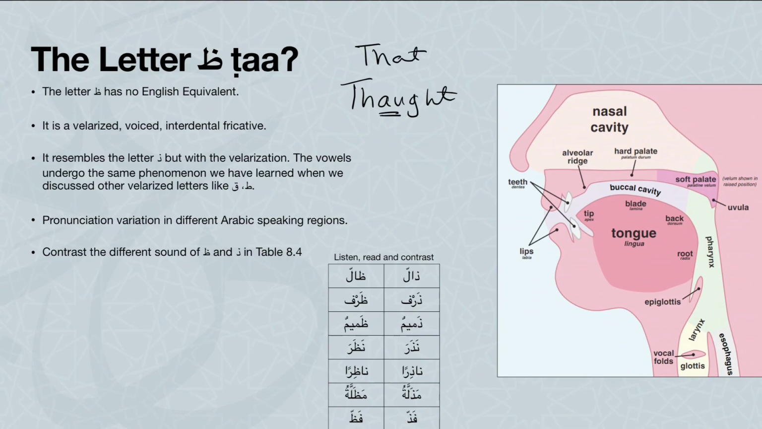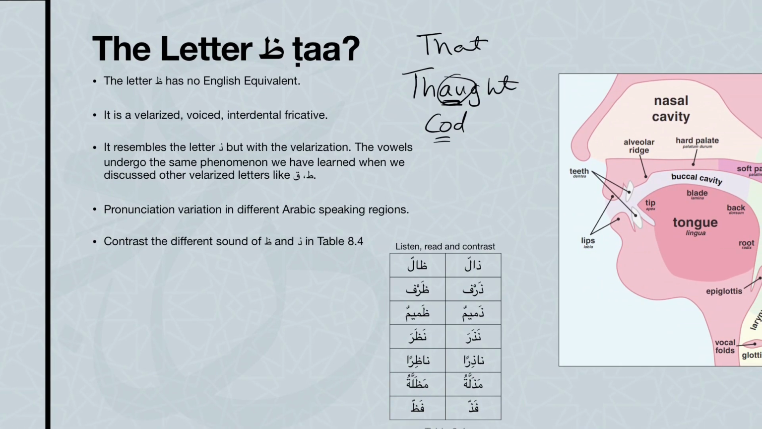I think this one is a lot easier than law because you don't have to do anything different with the tip of the tongue. It's just the same thing, but you have to add the velarization, which is achieved by practicing this sound, the o sound, the o, or cod. This o would be pronounced like you don't say cod, you say cod, type of fish. So it resembles the letter the, but with the velarization.